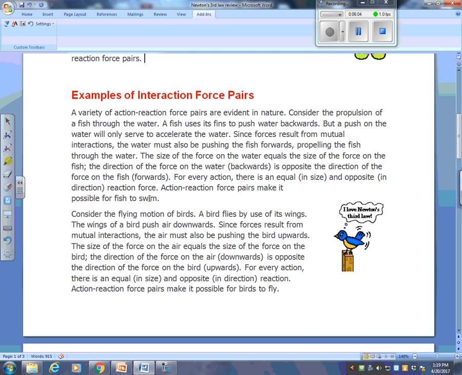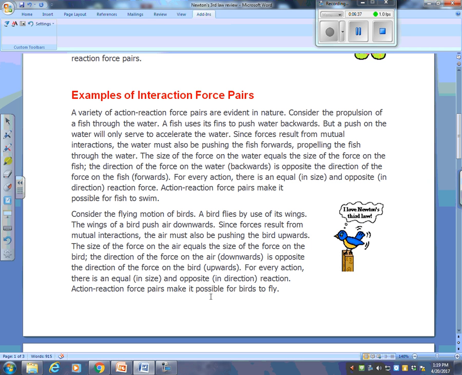Consider the flying motion of birds. A bird flies by use of its wings. The wings of a bird push air downwards. Since forces result from mutual interactions, the air must also be pushing the bird upward. The size of the force on the air equals the size of the force on the bird. The direction of the force on the air, downwards, is opposite the direction of the force on the bird. Why do I feel like I'm repeating myself? You are. It's because I'm repeating myself. For every action, there is an equal in size and opposite direction reaction. Action-reaction force pairs make it possible for birds to fly.